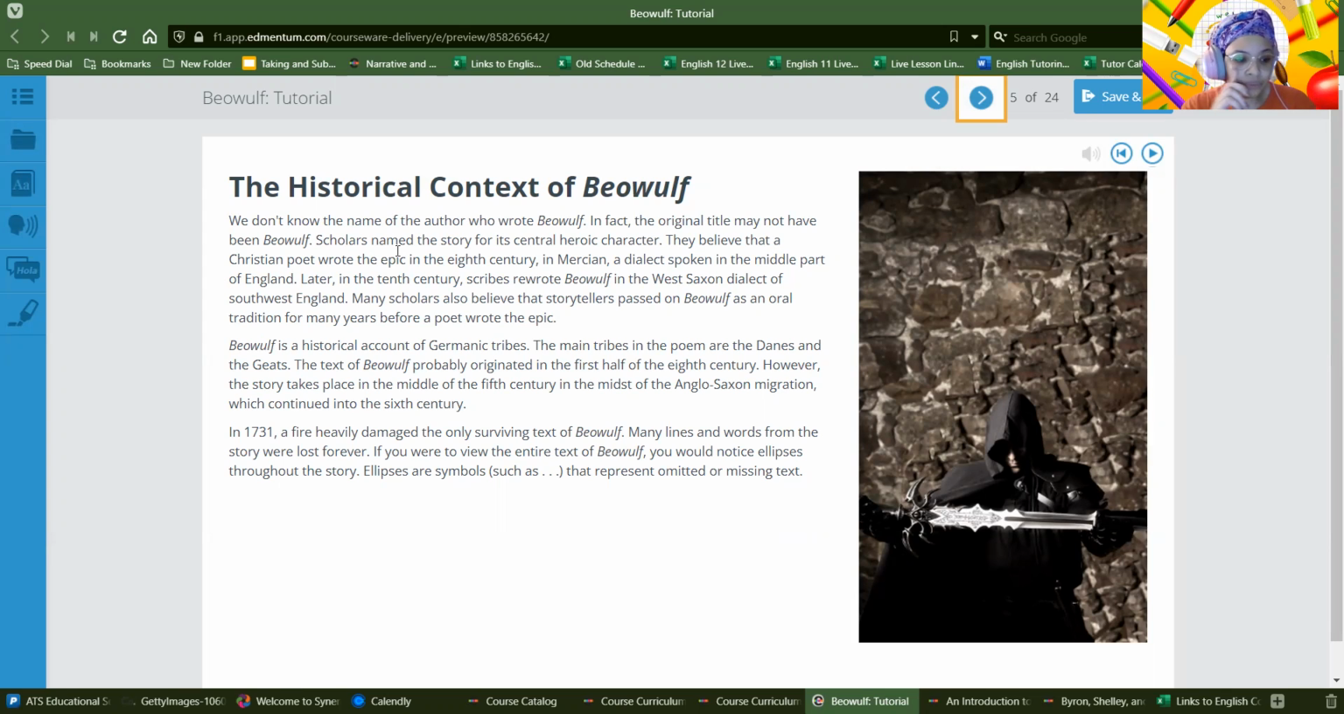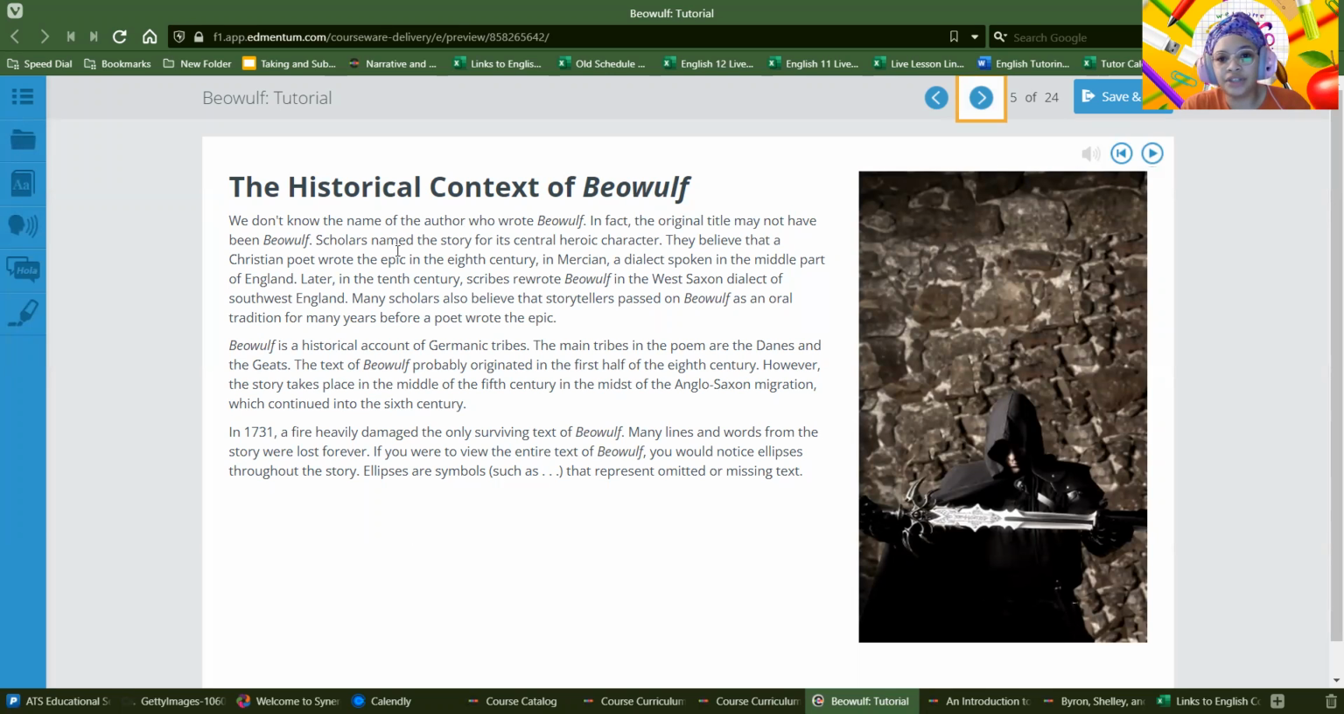So basically, scribes rewrote this in the 10th century. And they rewrote it in the West Saxon dialect. If that sounds familiar, that's because Old English ended up being mostly a combination of the languages spoken by the Angles and the Saxons, who were the biggest groups in England at the time. So Anglo-Saxon comes from that. This is the West Saxon dialect, and they tell you it comes from Southwest England.